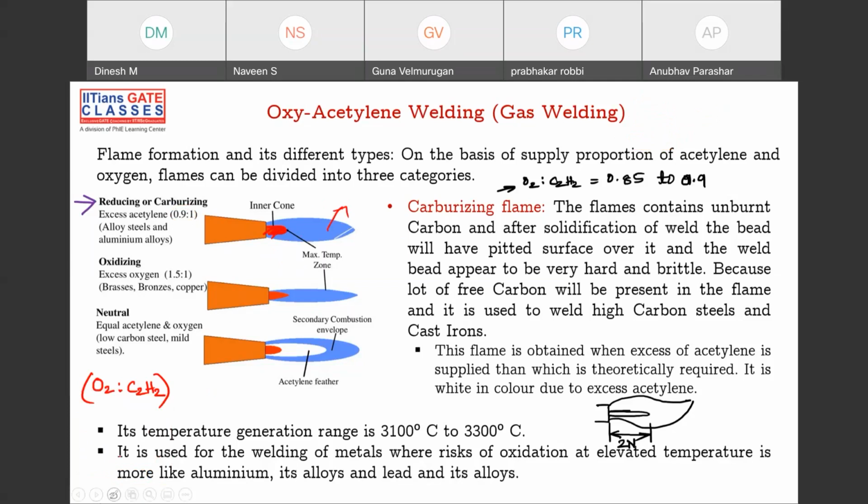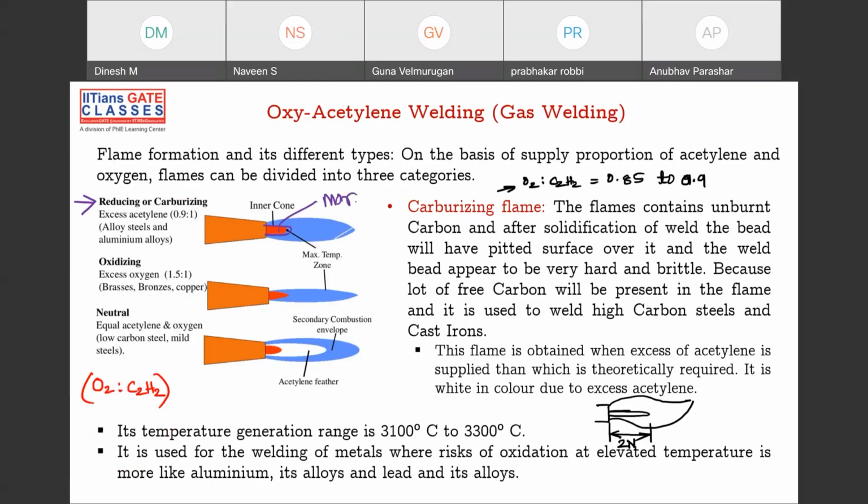This inner cone. Let me take some other pen. Okay, this is the inner one. The interface between the inner cone and the outer flame will be the maximum temperature zone in the carburizing flame. Please remember. And also you see the length is more here, the length is a little less there, and the length is on average in between these two. So let's assume this length is more.